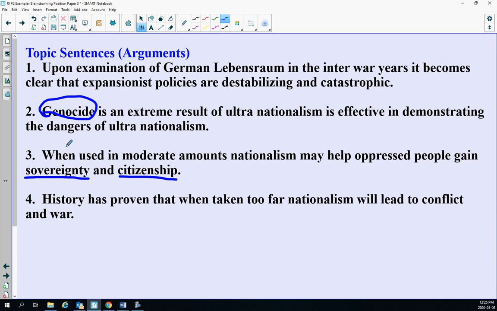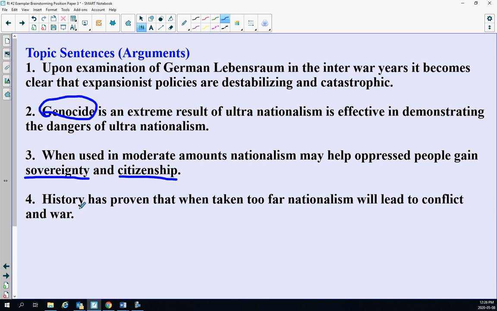as examples of this topic sentence. Finally, number four, history has proven that when taken too far, nationalism will lead to conflict and war. Again, that's something provable. I could use World War I, I could use World War II, any number of things, evidence that I could apply to that argument.